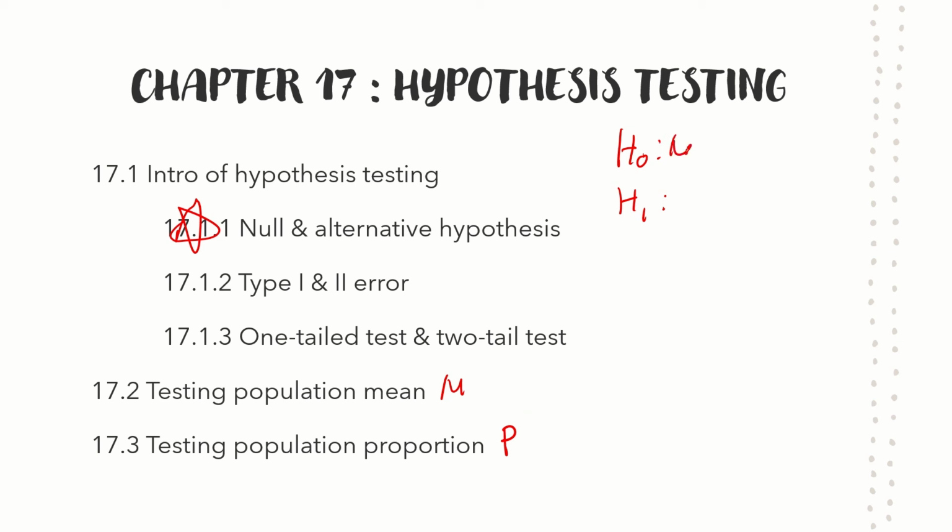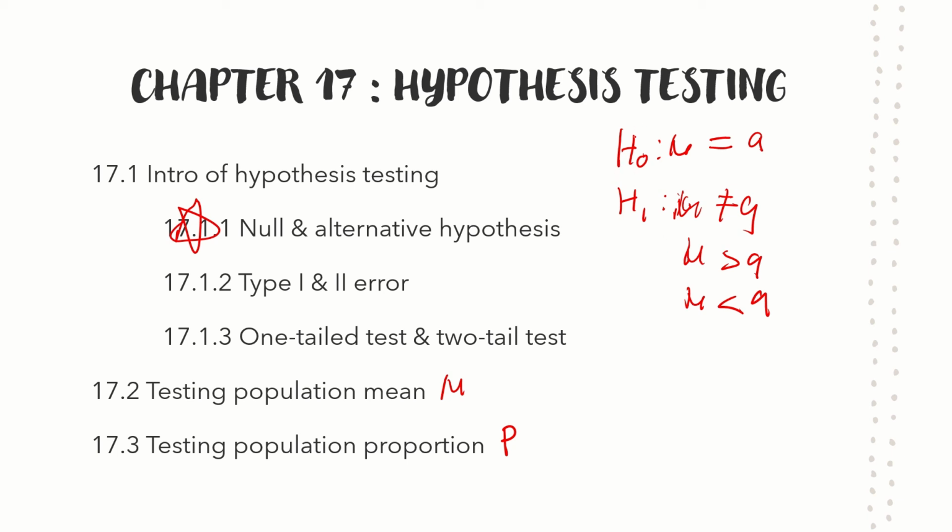If I give mu, H0 is always equal to A, and H1 is always rejecting the A. Maybe it can be not equal to A, maybe more than A, maybe less than A, based on the question given. So this means that there are two persons. You can say that there are two persons making an argument.